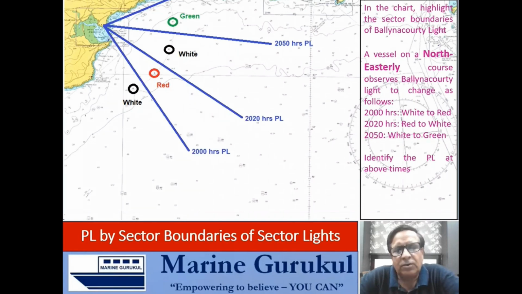As you can see, when on a northeasterly course, when the vessel crosses this PL, this sector boundary, the color would change from white to red. On this sector boundary, it would change from red to white. And on this sector boundary, it will change from white to green. So this would be 2000 PL, this would be 2020 PL, and this would be 2050 PL.